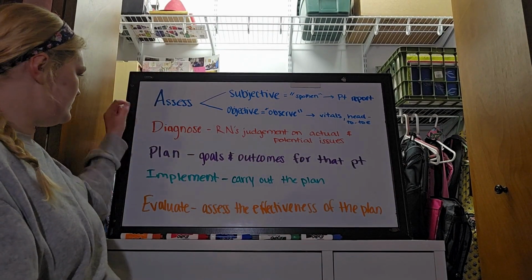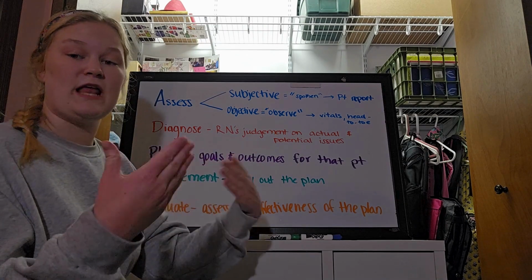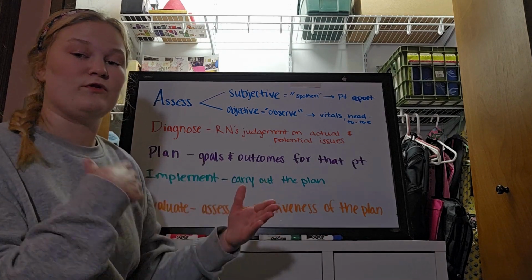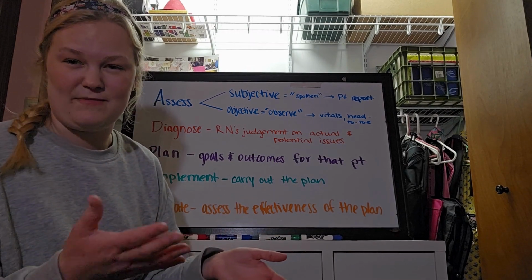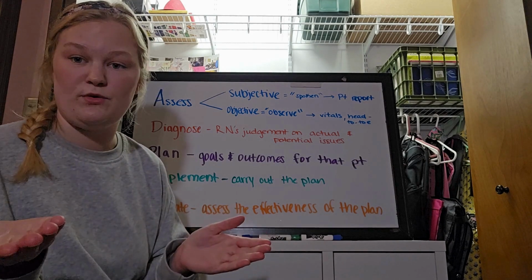Once you do these two things, then you're going to make a plan for your patient. The plan is the goals and outcomes that you want the patient to reach in order to increase their care, get better, and become healthier, if that makes sense. So for example, let's say a patient's cholesterol is high. It's over 200.